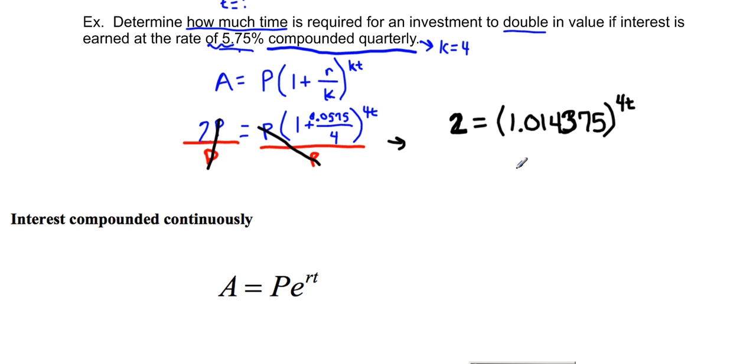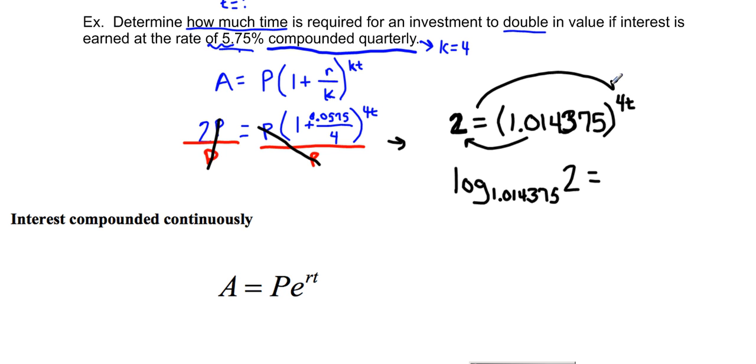Alright, let's see, our variable is in our exponent, so we can convert to log form. So we've got log, and our base is 1.014375, of 2 equals, remember our log always equals our exponent, so equals 4t.